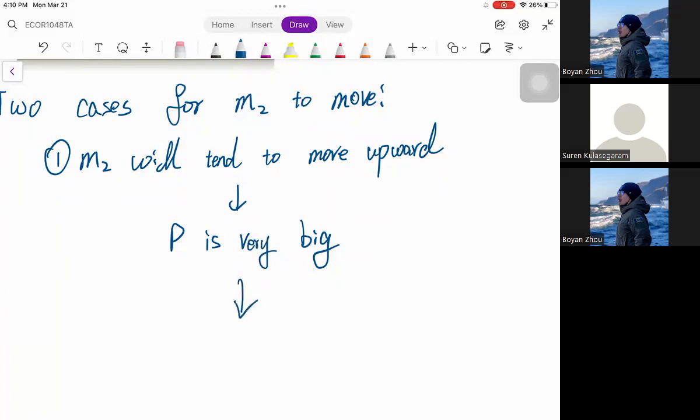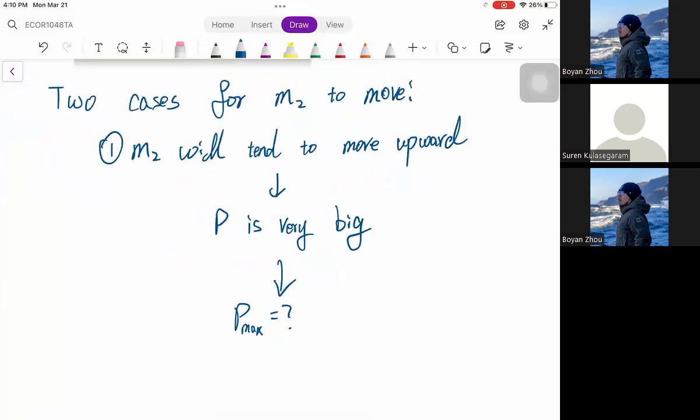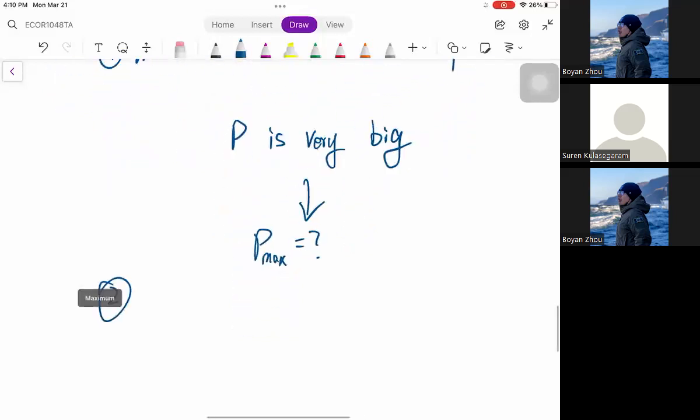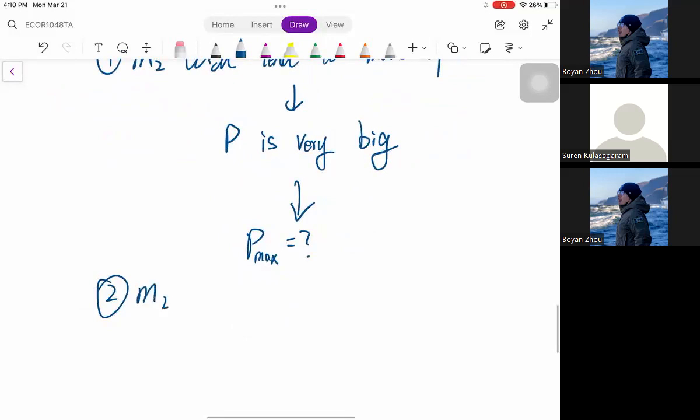So when P is very big, we can definitely find the biggest value for P, P max, equal to a value. That is the first case scenario, where the block M2 is moving upwards. And the second case scenario is that M2 will actually go down.